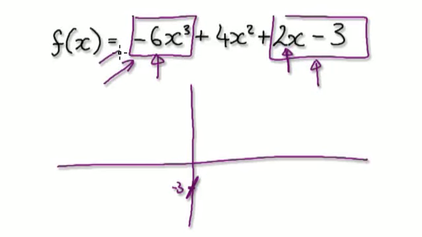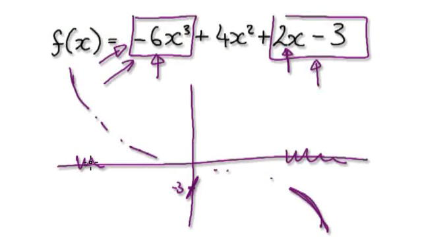But that's only valid when it's big. So around this region here, it wants to do the negative cubic like this. But it's only valid when it's big, around this region here.